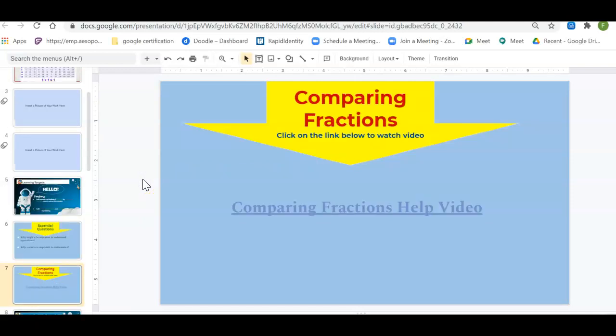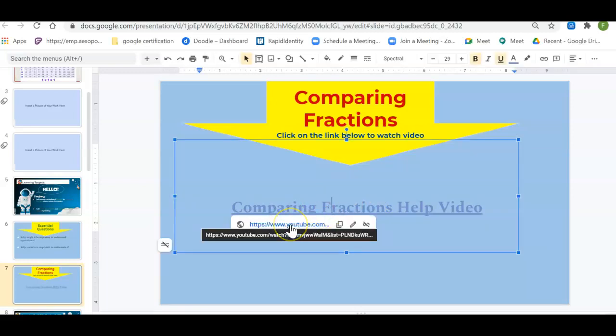Now, on this next slide, I have a link to a short video, comparing fractions help video. So this is a little short video, about 3 minutes long, that I want you to watch on your own. So you can pause my video and go ahead and click right here. It's a YouTube video, 3 minutes, 22 seconds long. This gives you some information about how to compare fractions.